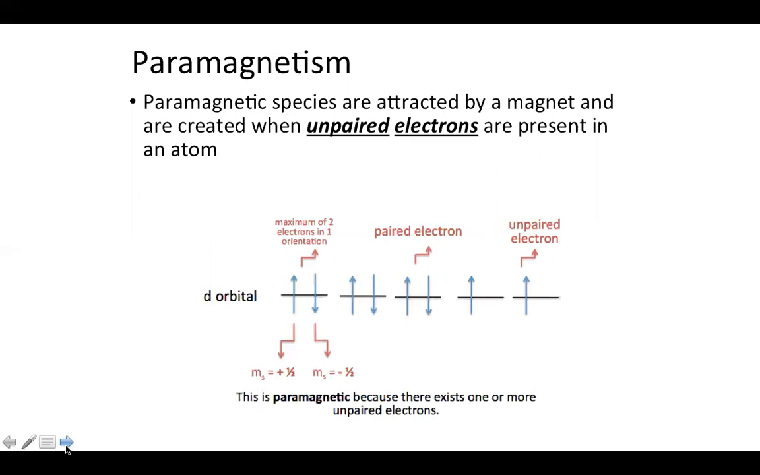All right, so first I want to touch on a few terms related to the last video on electron configurations. The first of those terms is paramagnetism. Paramagnetic species are going to be attracted by magnets, and they're created when there are unpaired electrons present in an atom. So for instance, if we're looking at this configuration here, in this d orbital, there are 2 electrons that are unpaired. So this species would be paramagnetic.